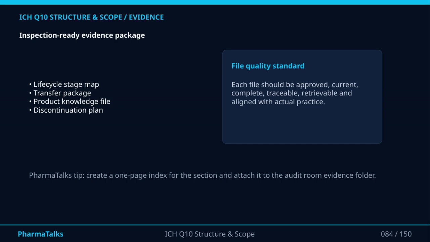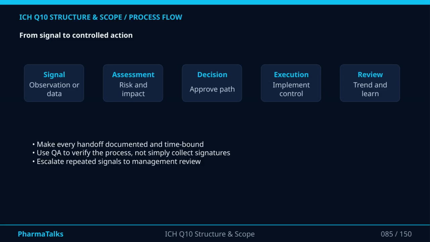Here, we're looking at the ICH Q10 structure and scope through a process flow that moves from signal detection to controlled action. It all starts with a signal, which can be any observation or data indicating a potential issue. Once a signal is identified, it undergoes a thorough assessment to evaluate the risk and impact associated with it. Based on that assessment, a decision is made on the appropriate path forward, which requires approval to proceed. Following approval, the execution phase involves implementing the necessary controls to address the issue effectively.